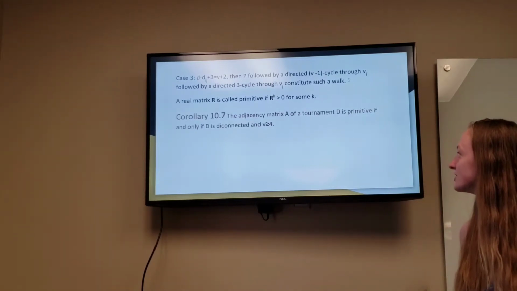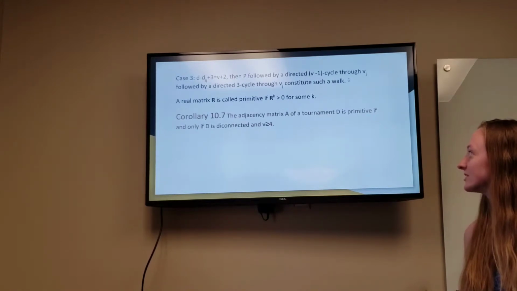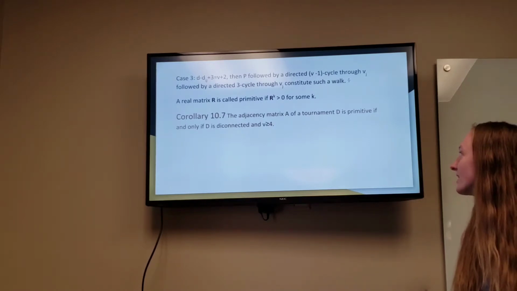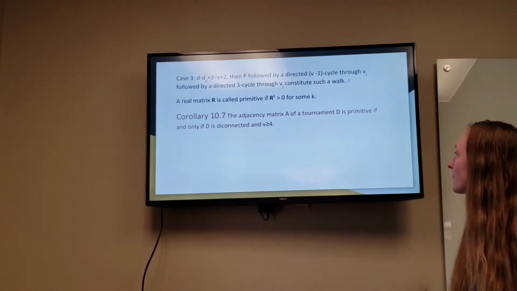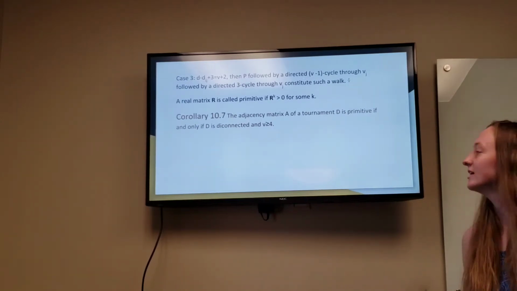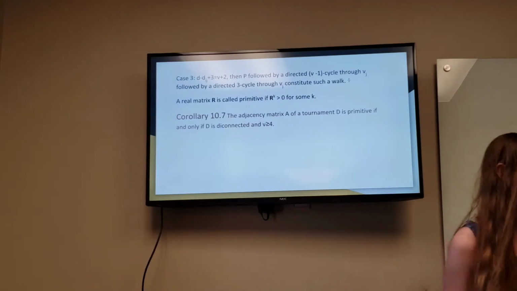So then we have a definition. A real matrix R is called primitive if R to the k is greater than 0 for some k. And then a corollary that we're not going to prove is the adjacency matrix A of a tournament D is primitive if and only if D is diconnected and V is greater than or equal to 4. And now Jackson's going to talk about the algorithm.